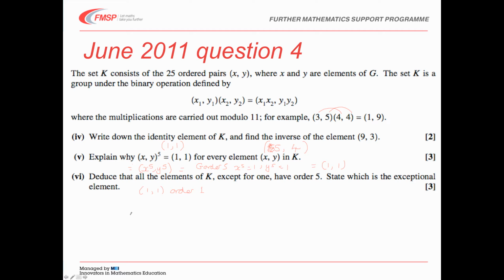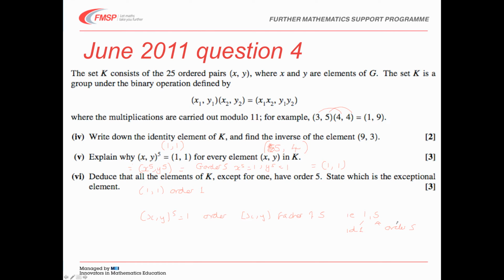Well, you know that because xy to the power 5 is equal to 1, the order of xy must be a factor of 5. But 5 only has factors of 1 and 5. The identity element has order 1, and that's the only element that can have order 1. So all the other elements must have order 5.